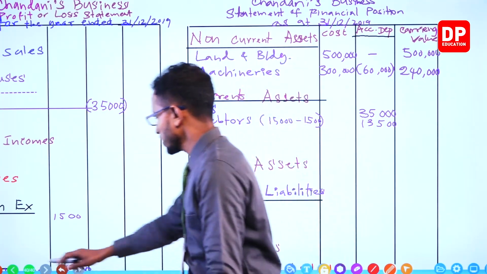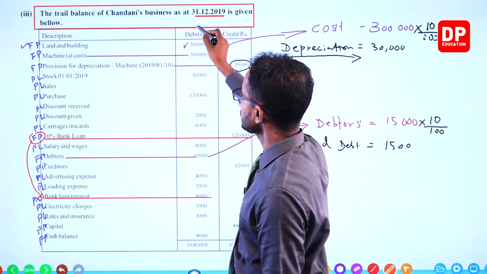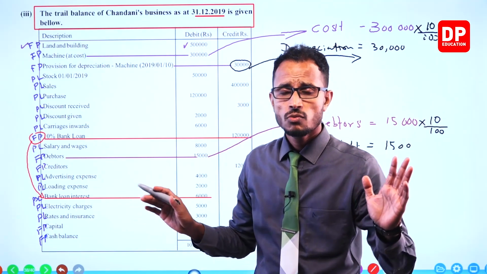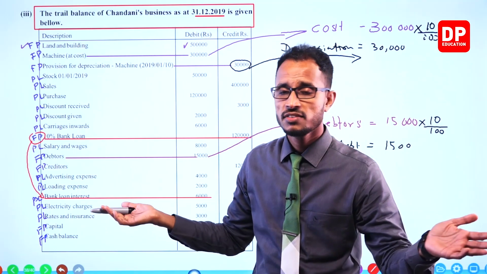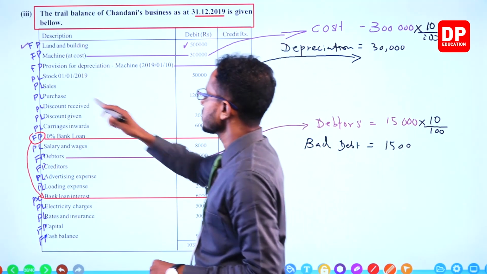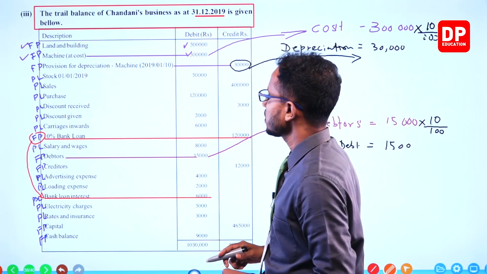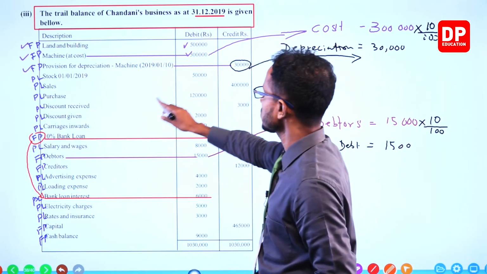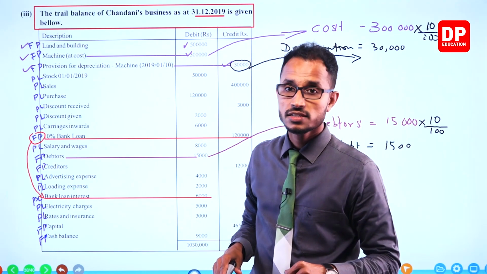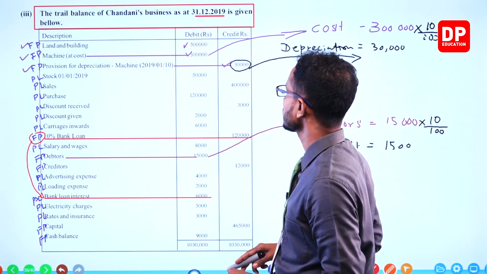Okay. Next item. We took land and buildings, so tick it. Don't forget ticking. If you forget ticking, what's going to happen? You don't know which items have been taken and which items have not been taken. So tick it. Machinery is also taken. Provision for depreciation also taken. Tick it.